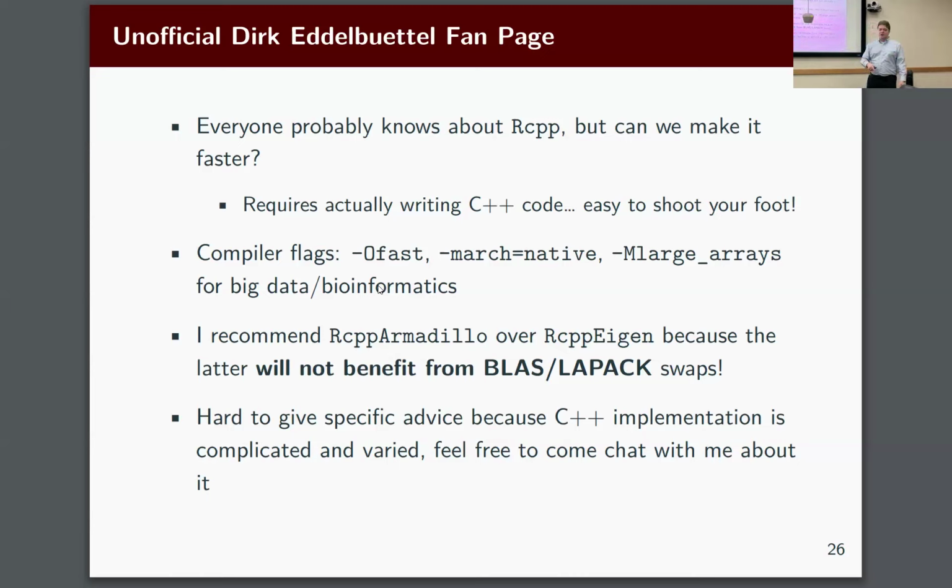I recommend, if you're going to be doing matrix algebra, use RcppArmadillo and not RcppEigen. Some people like Eigen because it has sort of a nicer notation in some sense. However, Eigen does not use whatever BLAS/LAPACK is linked with R. It uses its own thing. So if you want that massive speed increase from swapping out your BLAS/LAPACK, you've got to use Armadillo instead. It's just how it is.